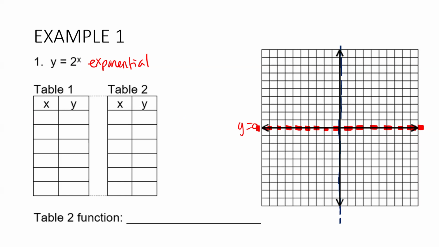So we're going to evaluate. Remember, when we choose numbers to plug in, we do not want super large numbers. We want small numbers close to 0. So we're going to do -2, -1, 0, 1, 2, and 3. If I'm going to substitute -2 in for x, it looks like this, 2 to the -2. If I substitute -1 in for x, it's going to be 2 to the -1. 2 to the 0, 2 to the 1, 2 to the 2, 2 to the 3.